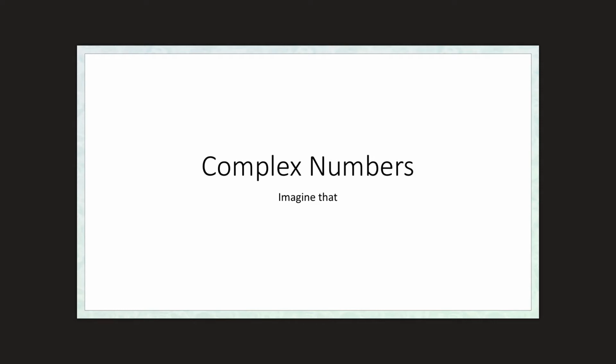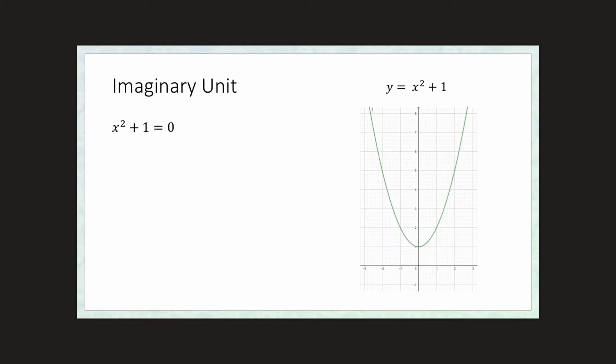In this unit, we will be learning about imaginary and complex numbers. Some quadratic equations have no real solution. For instance, the quadratic equation x squared plus 1 equals 0 has no real solution. Let's try to solve it. If we subtract 1 from both sides, we get x squared equals negative 1.